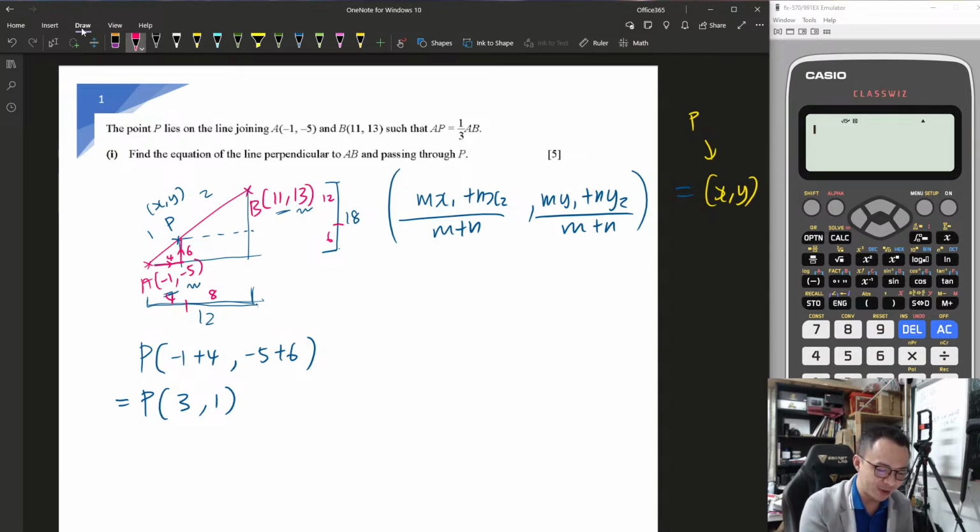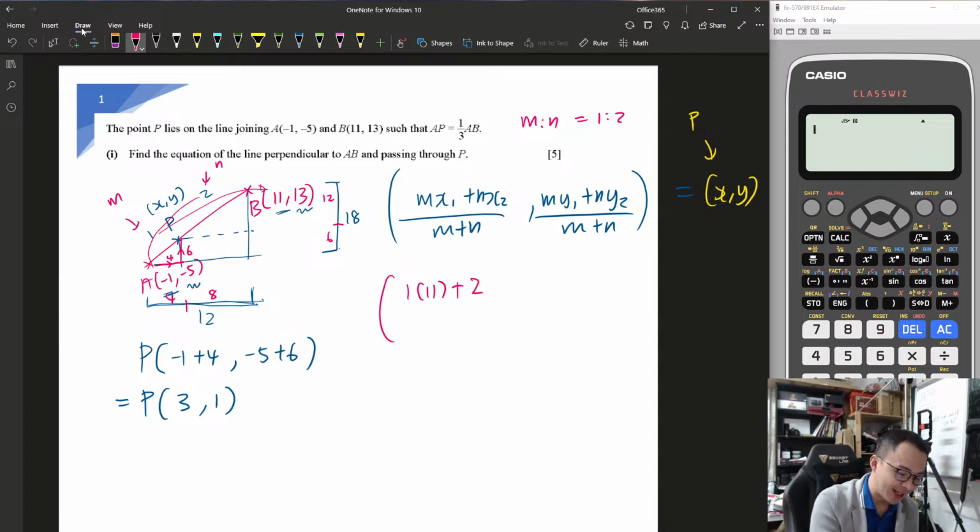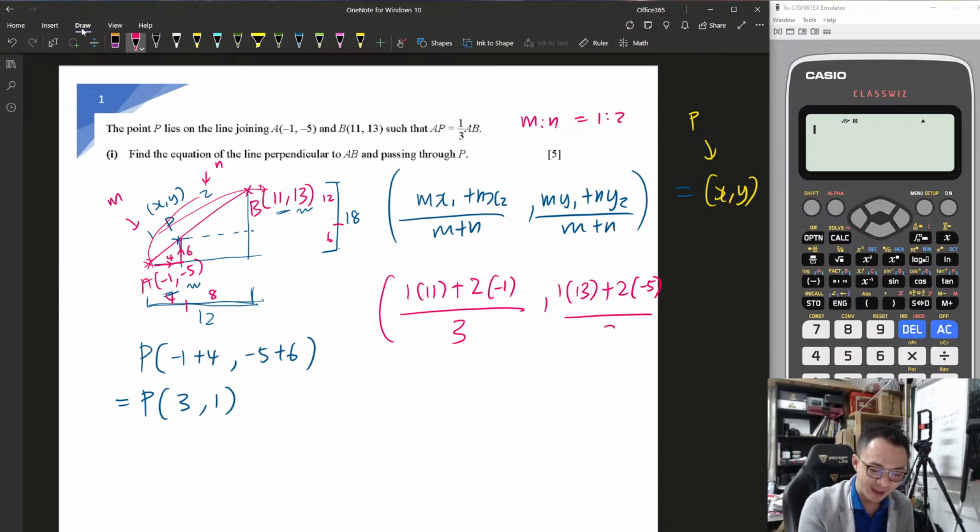So m to n is 1:2, according to our question. I assume this is m and this one will be n. This is how we do it. m is ratio 1, so 1 multiplies the further x coordinate, 1 times 11, plus n is 2, so 2 multiplies the other x coordinate, which is negative 1, divided by m plus n, which is 3. Comma, I do the same logic for the y coordinate: 1 multiply 13 plus 2 multiply negative 5, divided by 3. Then I get my coordinate P, which is (x, y).